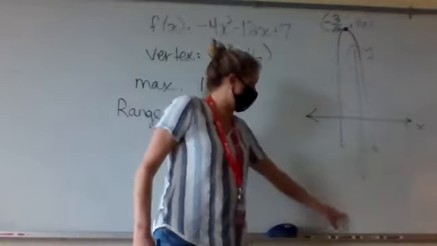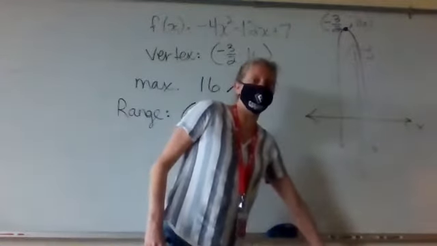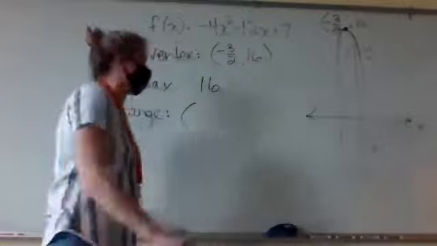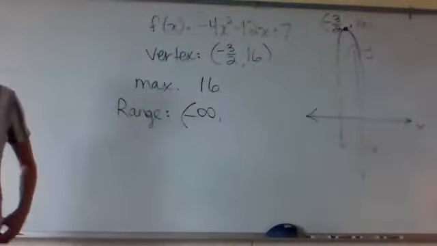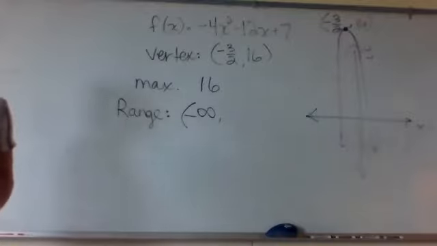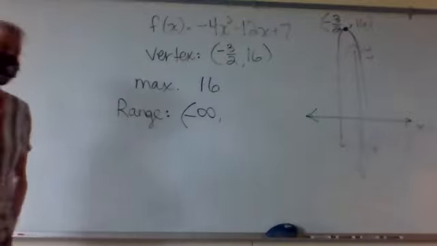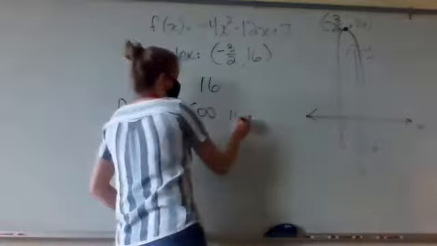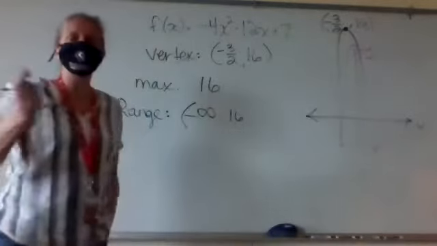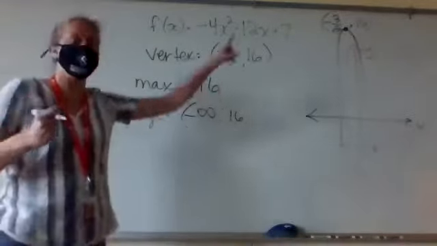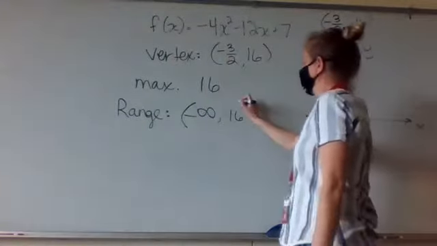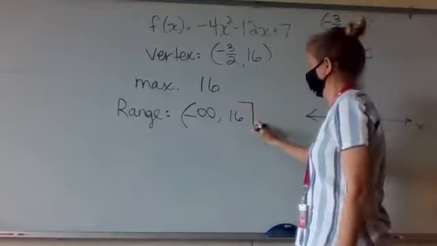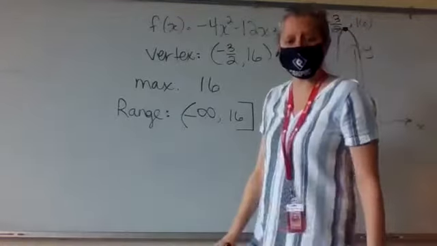my y values start? That way down at bottom forever. Negative infinity. And what's the top y value? 16. Right, that's 16. Now, is 16 included in the range? Does it hit 16? Yeah, it hits it right there, which means what goes around the 16? Bracket. Because it is included.